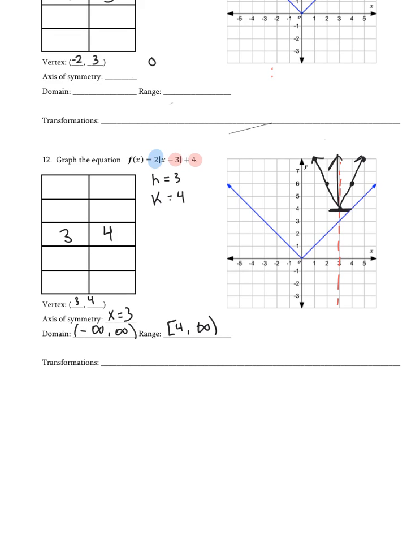Okay. Your transformations, the 2 that's in the front of the absolute value bars. So the 2 that's here. This is a vertical stretch. Since that number is bigger than 1, that represents a vertical stretch. The x minus 3 that's in parentheses, x lies, so I'm going to be going right 3. And then the plus 4 in the back is going to move me up 4.